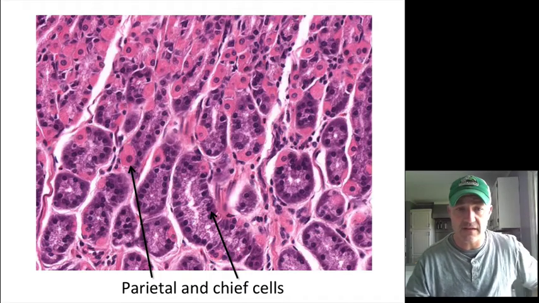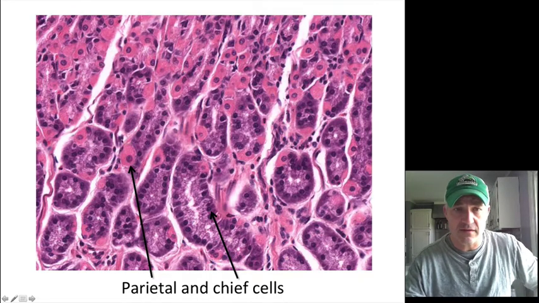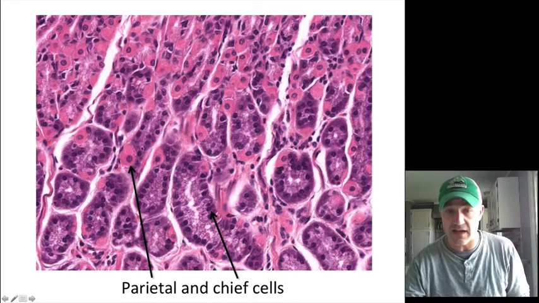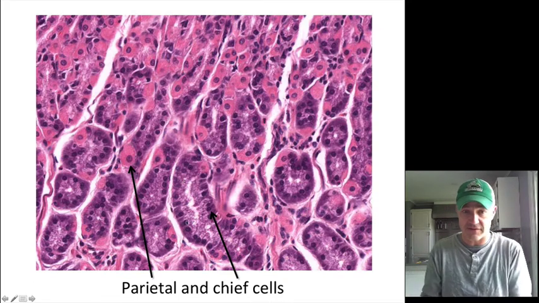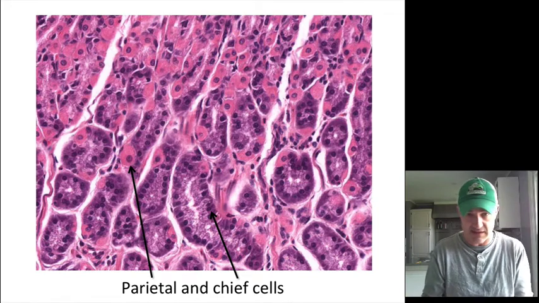So if we're looking at this here, you can see on these arrows right here, these very pink cells would be those parietal cells, where the chief cells are the much darker staining, purple staining cells. So that's that basophilic versus acidophilic staining again.